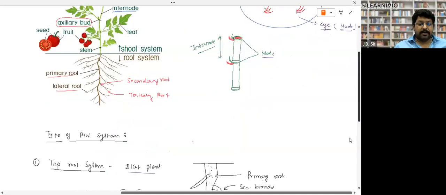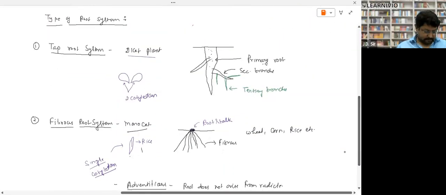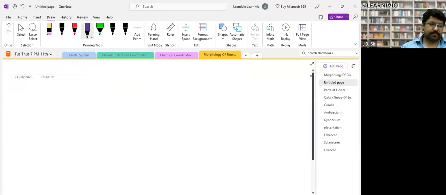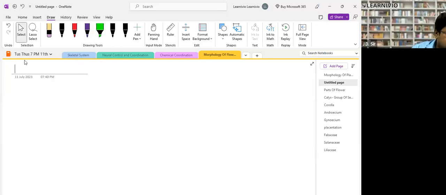Is it clear? Yes, sir. Then we'll study the morphology of the root. Next is the morphology of the root.